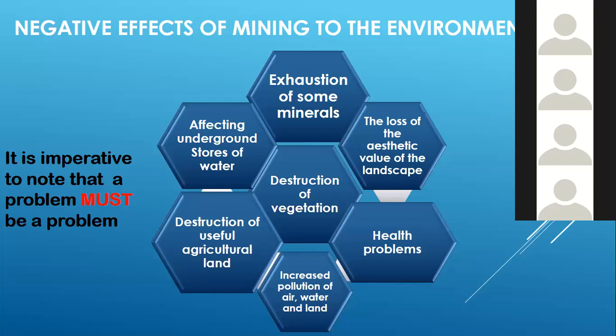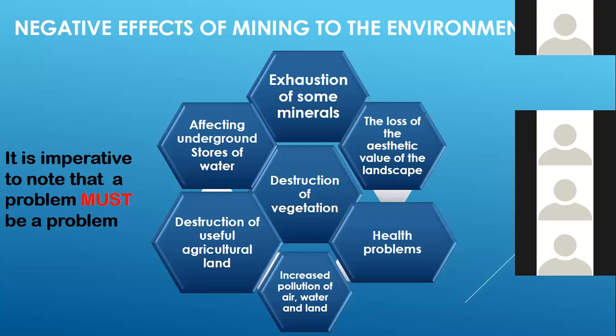So, Akero, what do you have to say? Mining leads to destruction of vegetation, whereby land is cleared and it's left bare, leading to desertification, global warming, and the like. Okay, how does the clearance of the land lead to desertification?